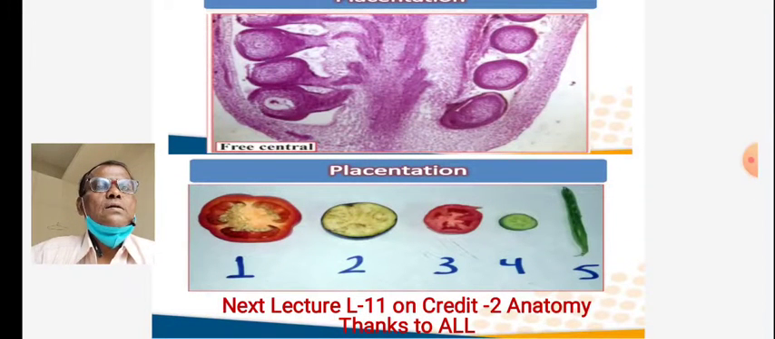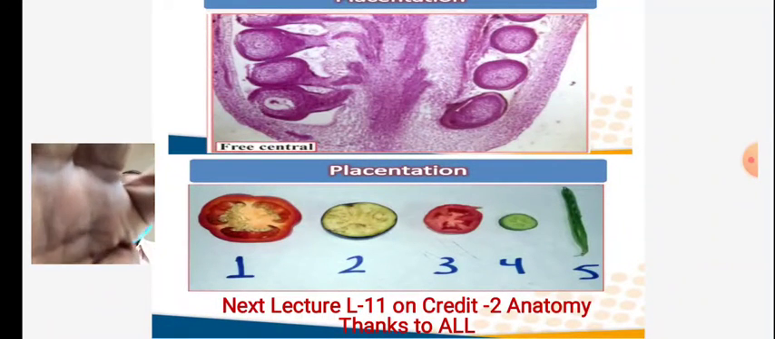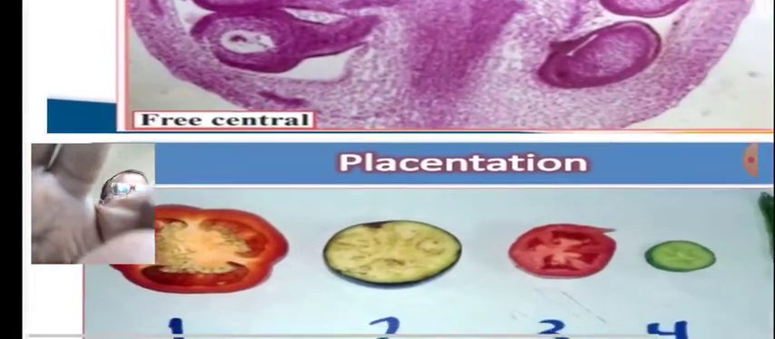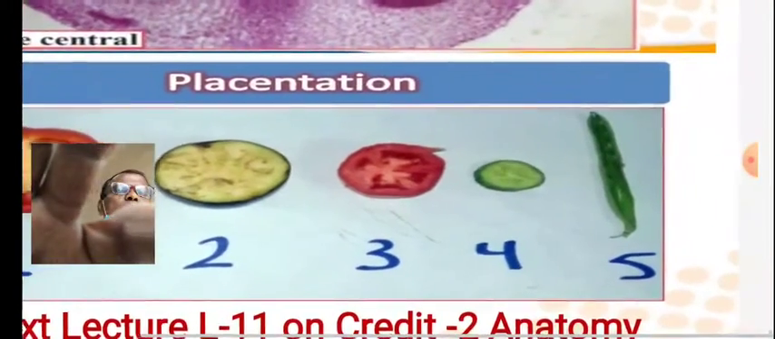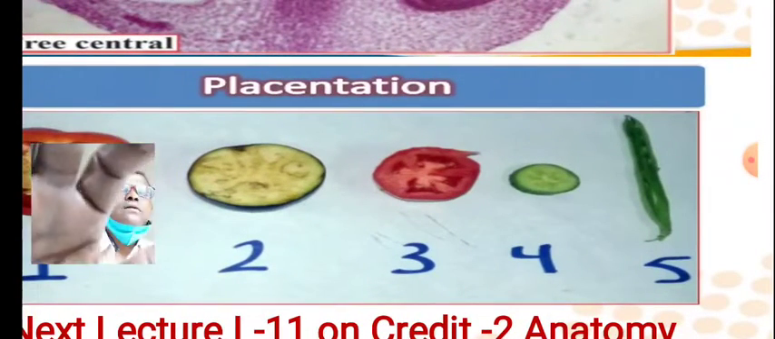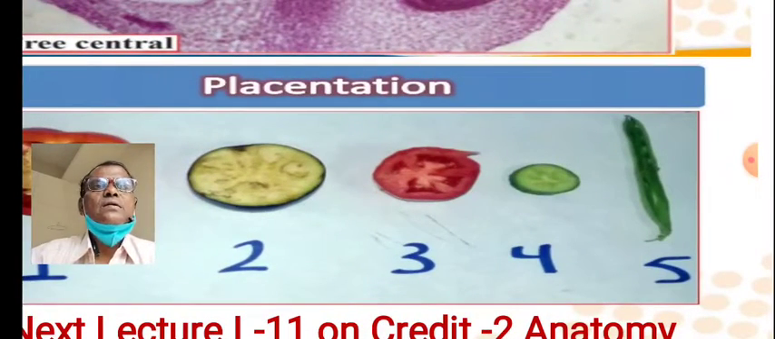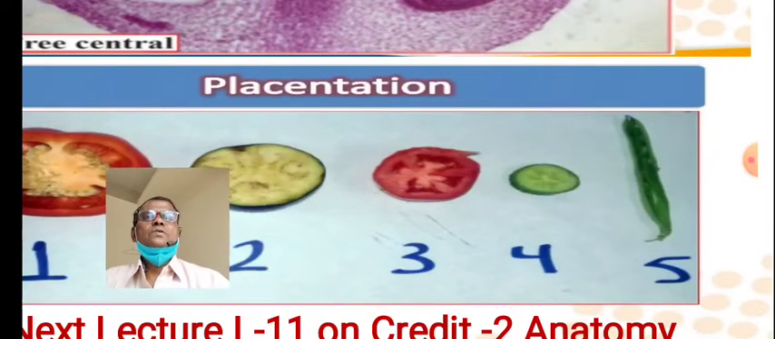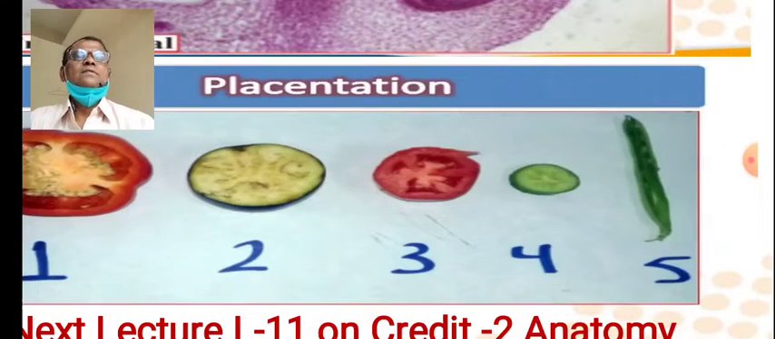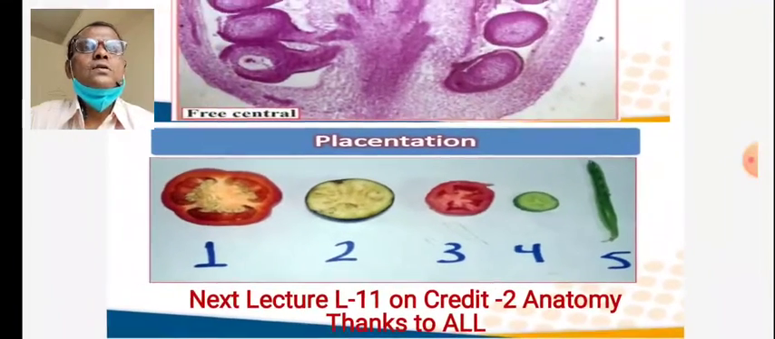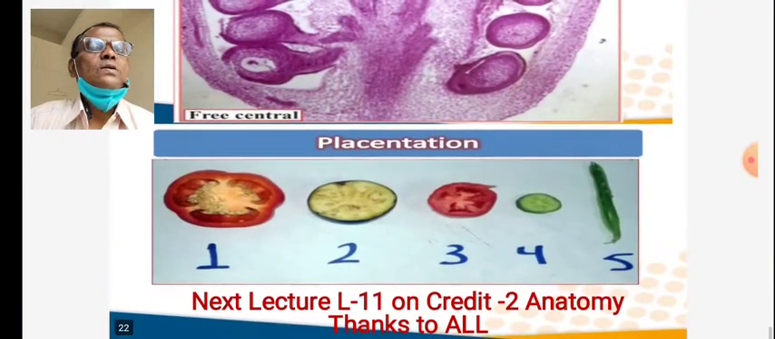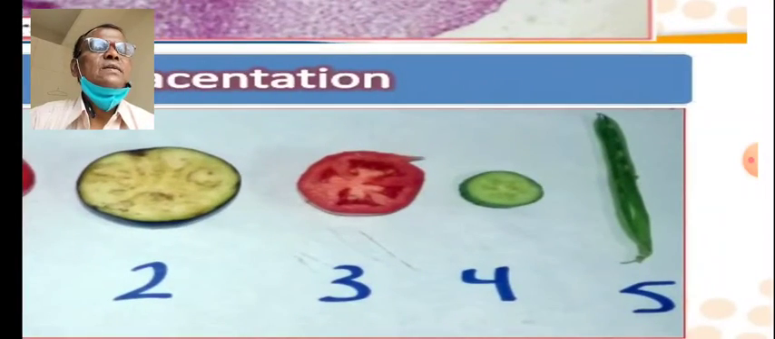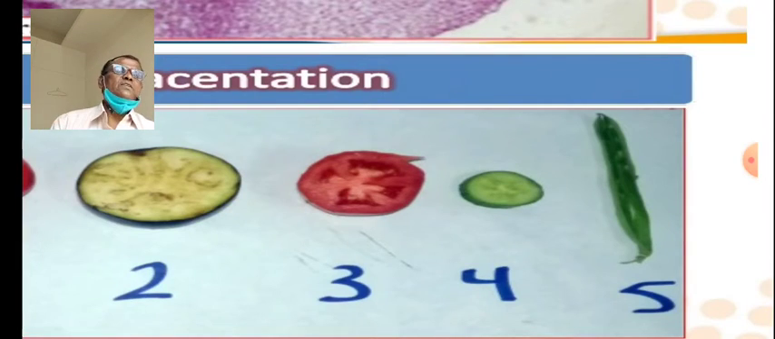And these photographs again show the position of the placentation. The first one is axile, then the second one shows marginal, then the third one again shows the axile condition, the fourth one is free central, and the fifth one is marginal placentation.